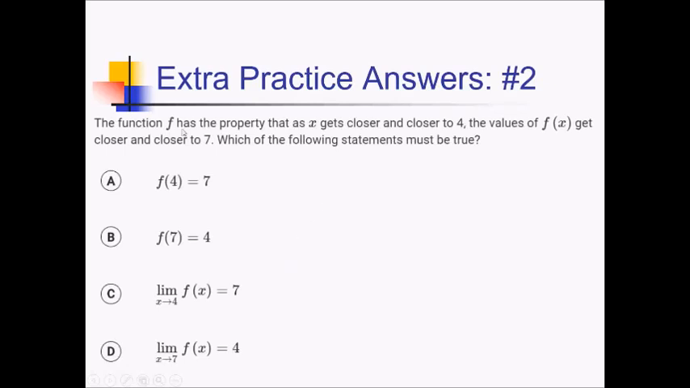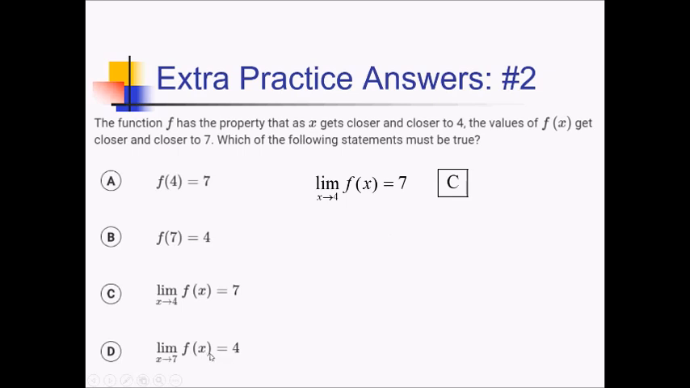For this one, the function f has the property that as x gets closer and closer to 4, values of f of x get closer and closer to 7. Which statement must be true? So basically we're talking about limits. We're saying as x approaches 4, f of x approaches 7. To write that symbolically, we would say that the limit as x approaches 4 of f of x is going to equal whatever f of x is approaching. It's going to equal 7. So that's going to be answer choice C.